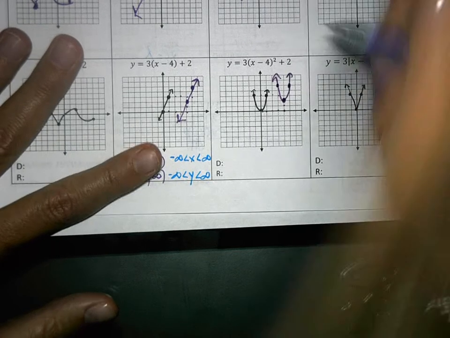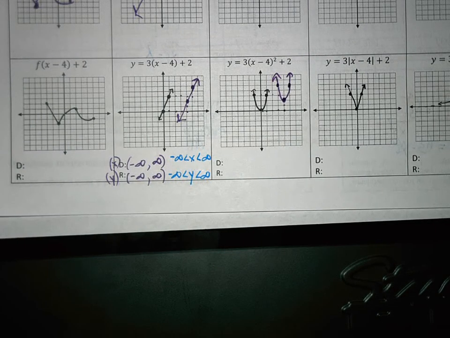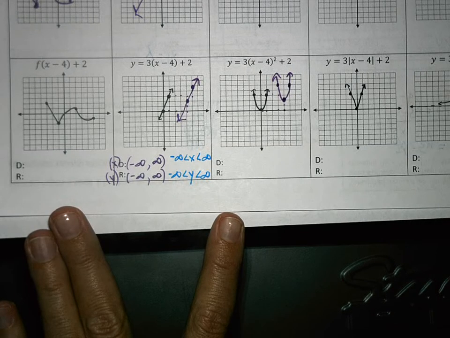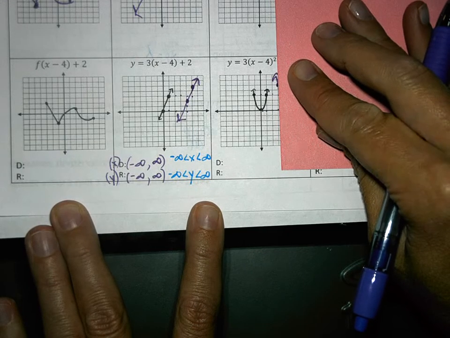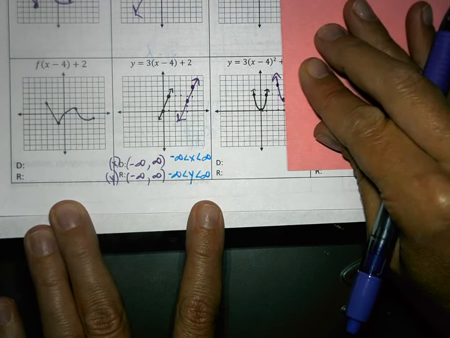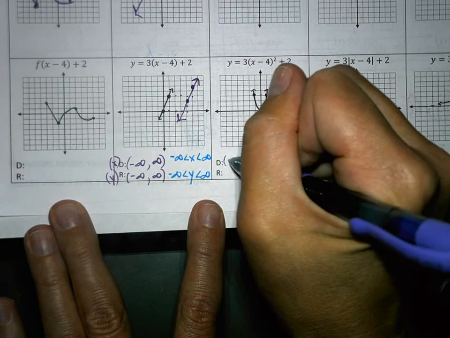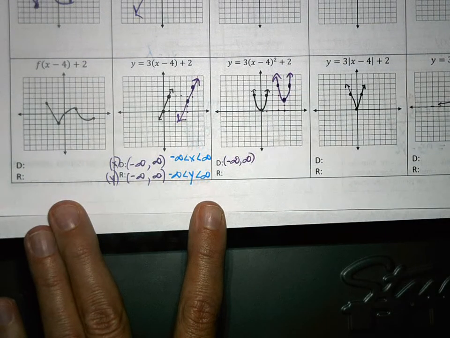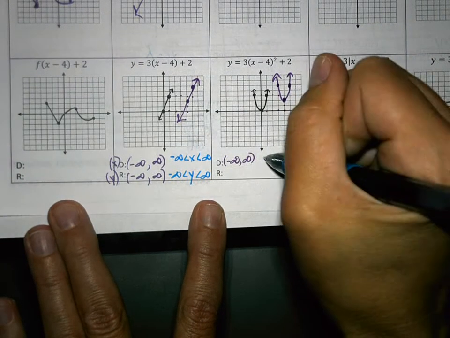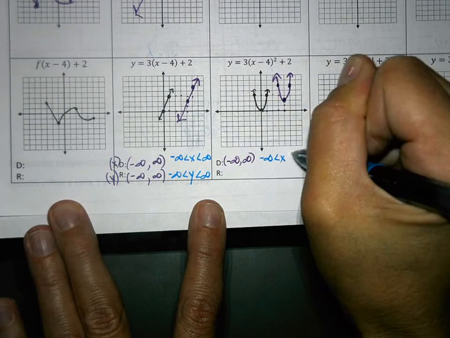So domain. Looking at that graph, what is my domain going to be? Good, negative infinity, because there's an arrow on the left side of the graph. And then as we go through, there's an arrow at the right side of the graph. And so my domain is negative infinity to positive infinity. The inequality notation, negative infinity is less than x is less than positive infinity.